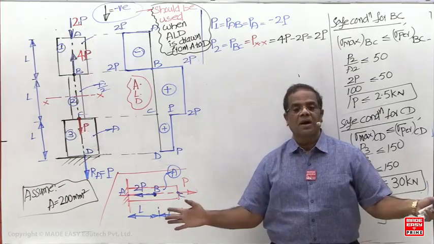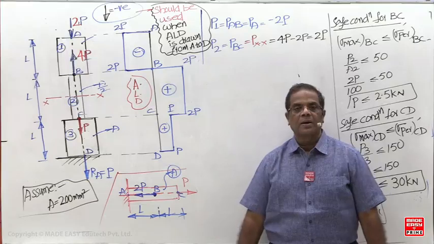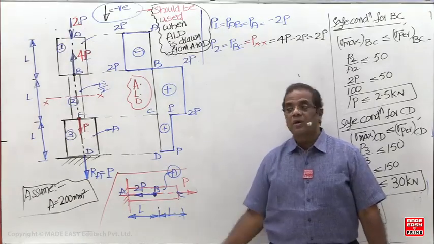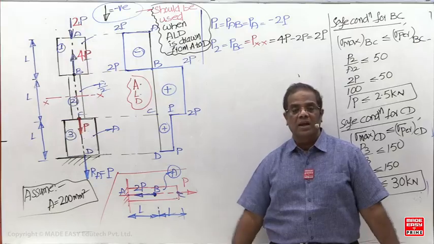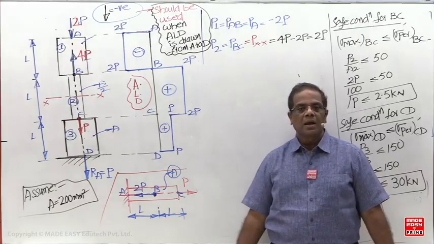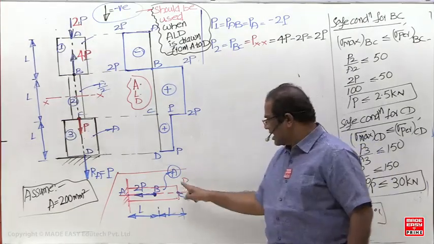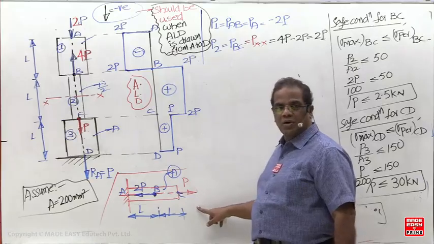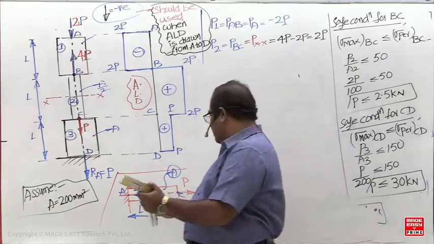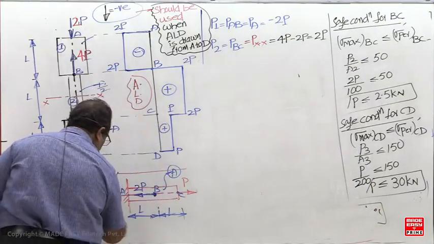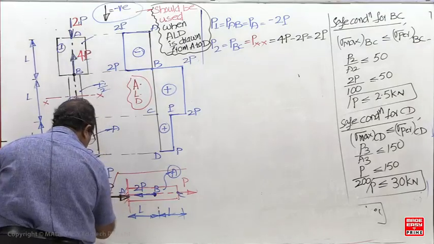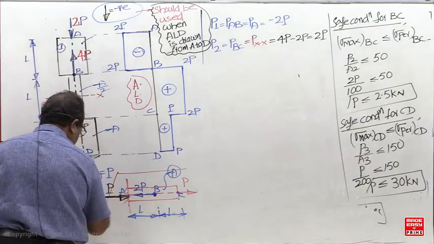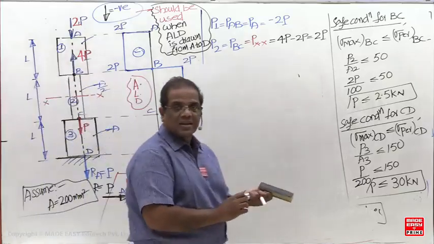No method is required. Here no method is required. Sir, why sir? Everybody is going to put, somebody will take two sections, somebody will use the shortcut method, somebody will draw the ALD. Why? Here only two members are there. Directly, what is the load in BC, load at C, what is the load at C, and you find out the reaction. So no method is required.